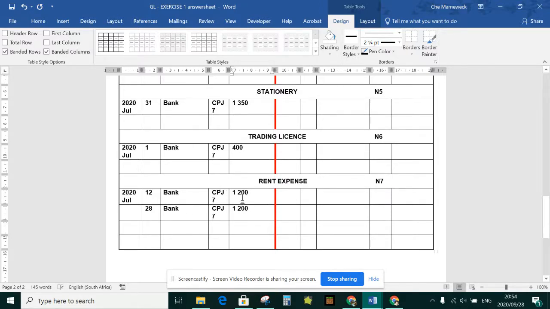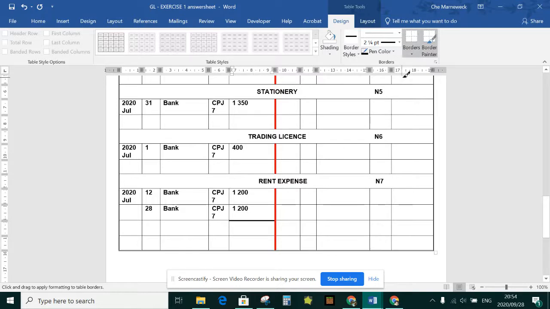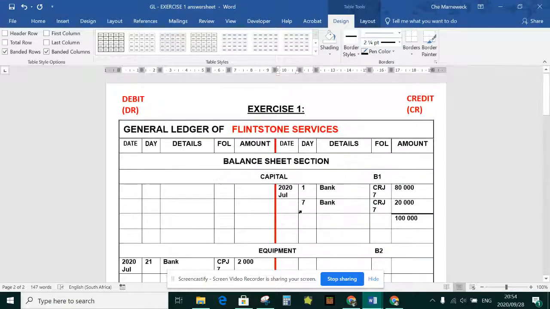When I have more than one amount in an account on the same side, I take my ruler, I underline just once, and I add the two amounts up to get the total, 2,400. So if I had to look at this.